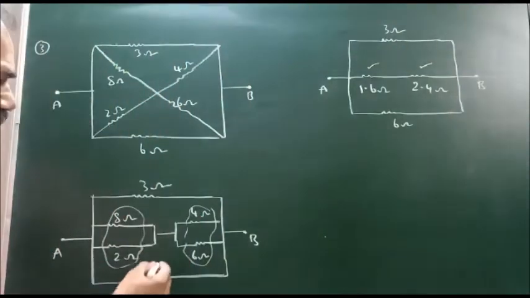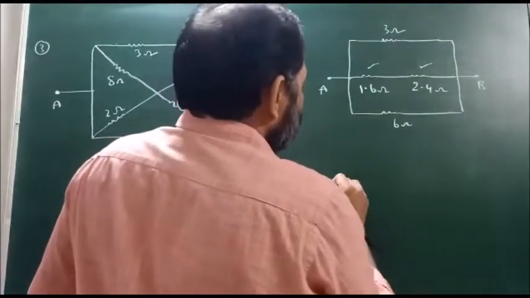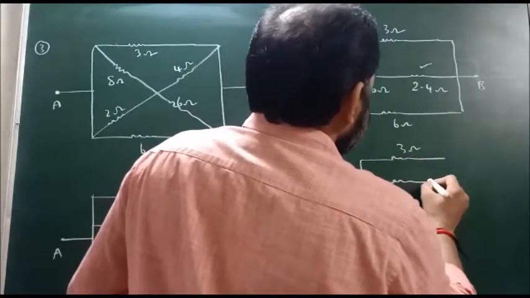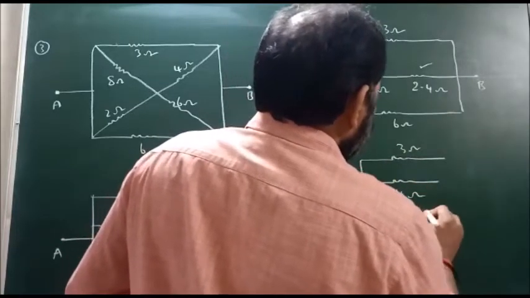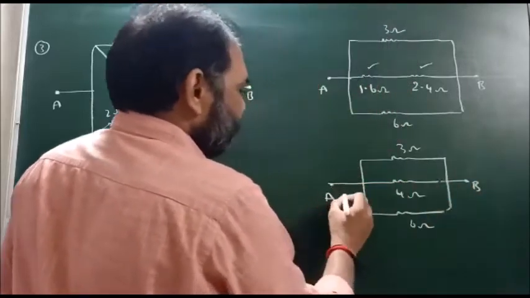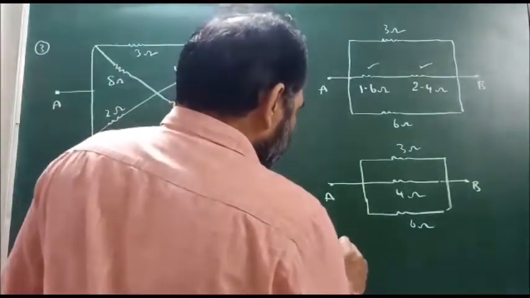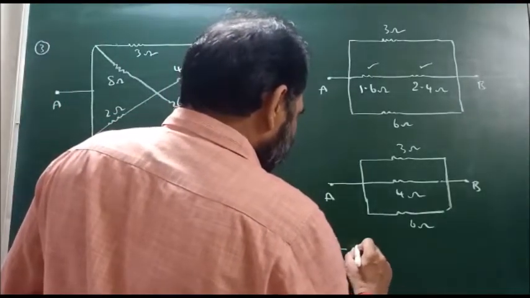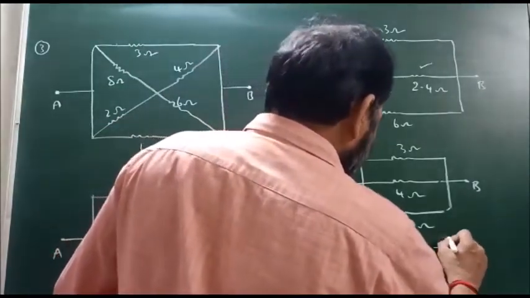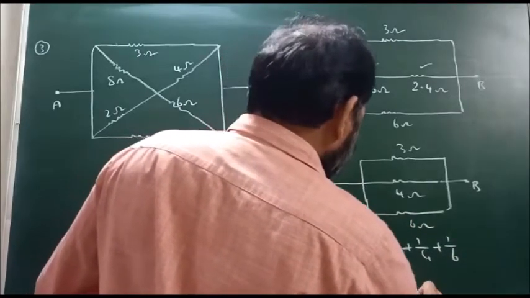After that, we can redraw this circuit like this. Now I want to redraw this circuit like this. Here this is 3 ohms, this becomes 4 ohms and this is 6 ohms. So clearly between A and B, 3 ohm, 4 ohm and 6 ohm are in parallel combination. Therefore, if the effective resistance between A and B is RAB, then 1/RAB is equal to 1/3 plus 1/4 plus 1/6. This implies the effective resistance between A and B is equal to 4/3 ohms.